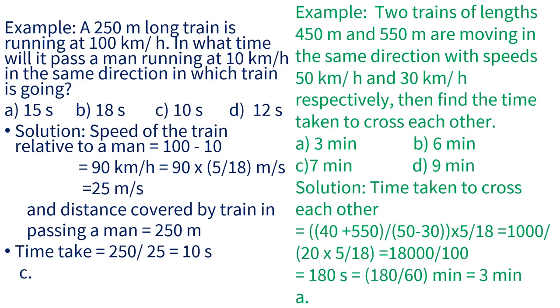As we have seen the formula in the previous one, length a plus b, 450 plus 550, that is the distance covered, upon velocity will give you the time taken to cross each other. Velocity, because they are moving in the same direction, it will be relative. So relative will be 50 minus 30, because they are moving in the same direction, so subtraction will be there.